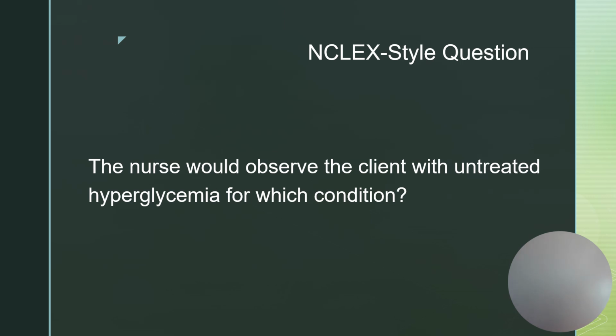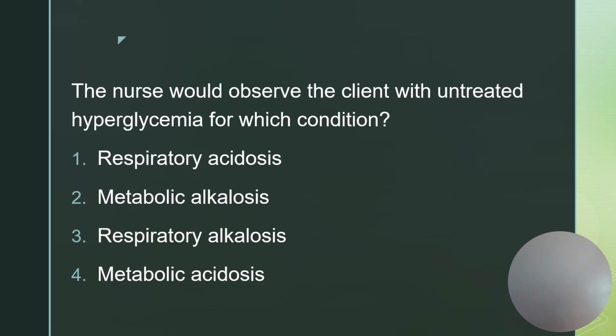The nurse would observe the client with untreated hyperglycemia for which condition? This question is asking what conditions are caused by untreated hyperglycemia. A multitude of those, we know. Is it respiratory acidosis, metabolic alkalosis, respiratory alkalosis, or metabolic acidosis? Well, we know that can lead to diabetic ketoacidosis. We know that that is a metabolic acidosis condition.